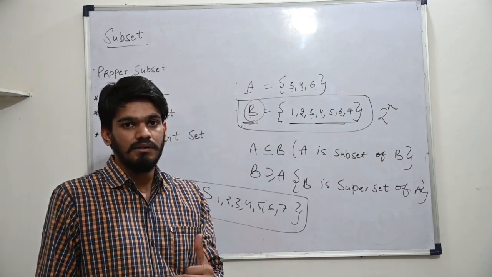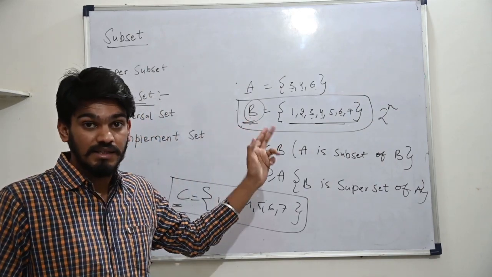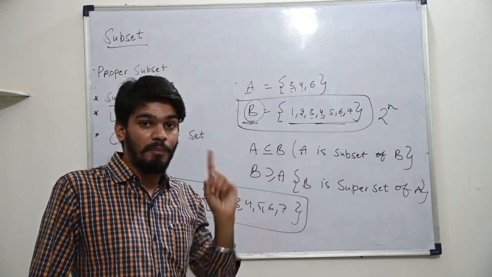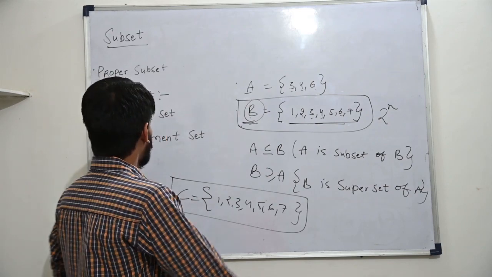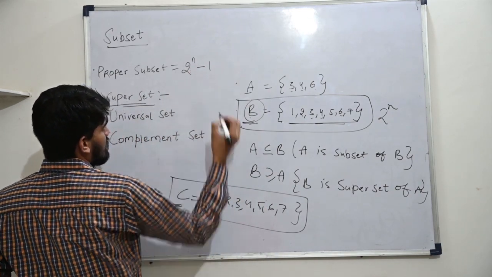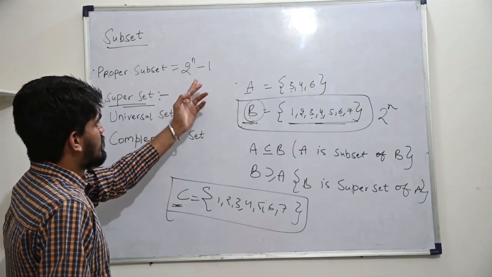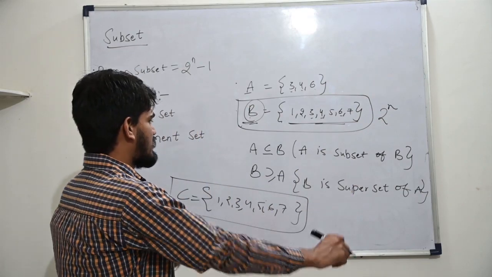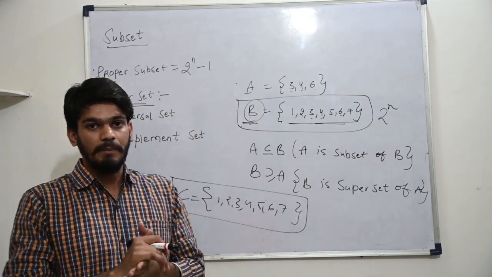The equal set. So when I talk about subsets, they will be 2 to the power n, and when I talk about proper subsets, then they will be 2 to the power n minus 1, where n is the number of elements of the set. So now let me repeat this.